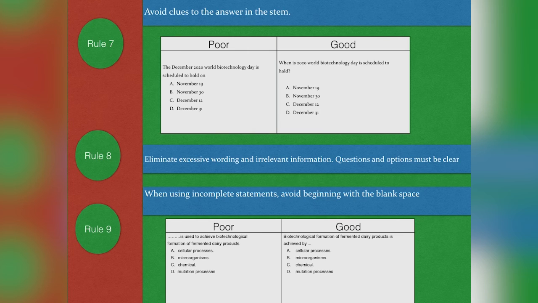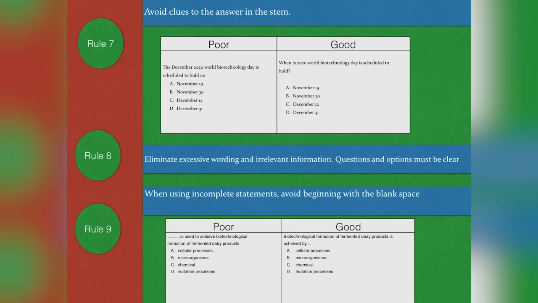Rule number 8, eliminate excessive wording and irrelevant information. Question and option must be clear. So for this, if you see the wordings are too much and irrelevant, you may not be able to correct the contents. Okay, but sometimes you just need to say, hello sir, can you pay attention to this? Can you see this? Can you reframe this? Even I as a layman, I don't even understand what you are communicating. So bring it to your attention.